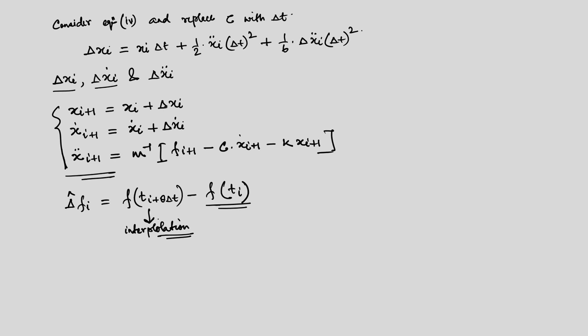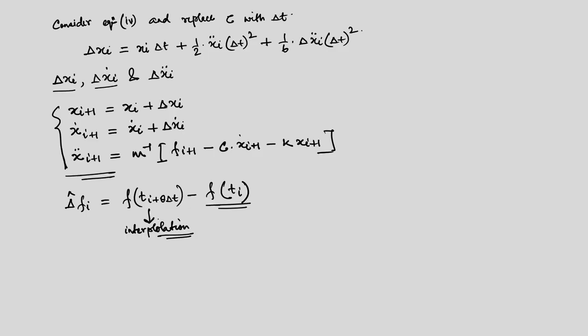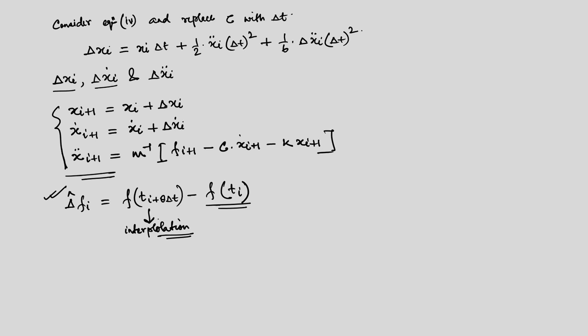So, remember when we discussed Nigam Jennings method, we again used linear variation of force between two time points, and that is how we derived it. In this case, again we start with the linear acceleration assumption, and then we find out the response of the system. So, that is the first point to be noted here. When we implement this in MATLAB, I will come back to this point and show you how we are actually going to evaluate all these forces and other states to find out the complete solution.